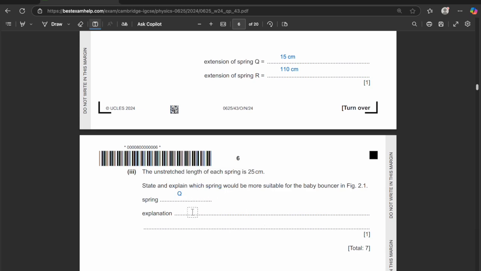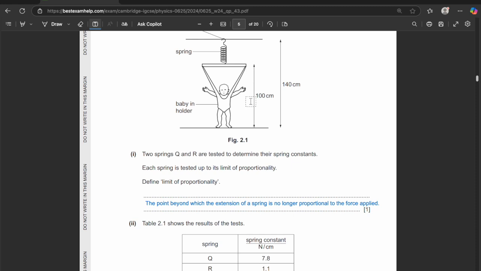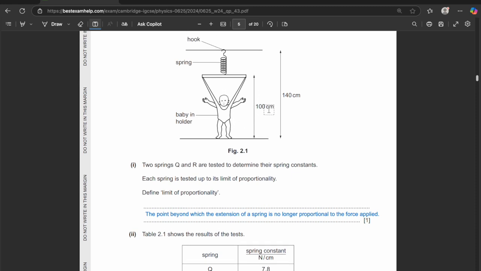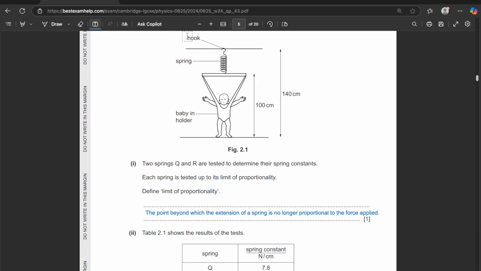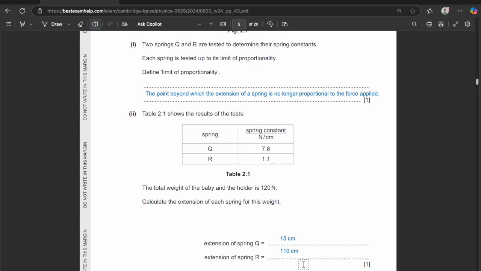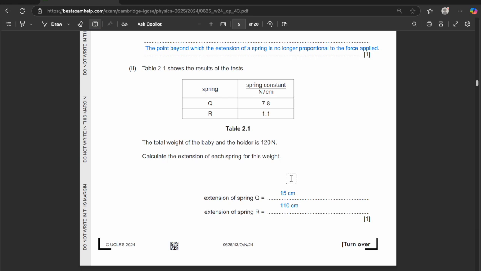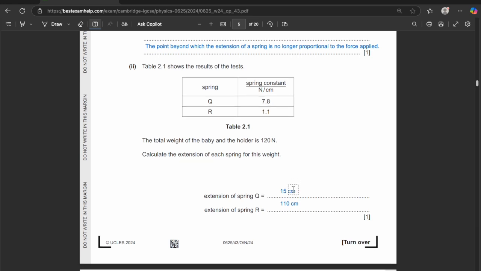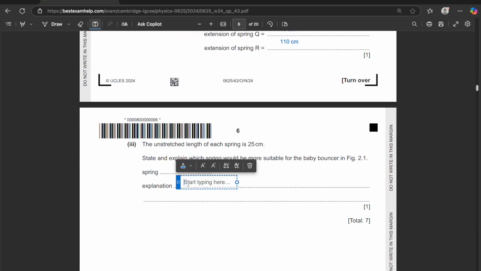Because if you look at the total length from here, let's just say this is like the ceiling or something like that, it's only 140 centimeters, and if the extension is like 110, then it cannot fit in there if it extends that much. So for Q, we can just say the extension from spring R is too large. Yeah.